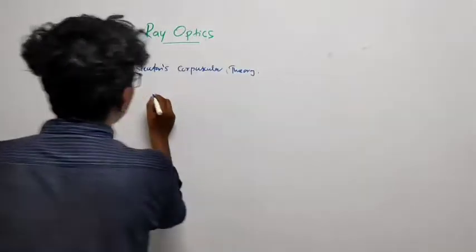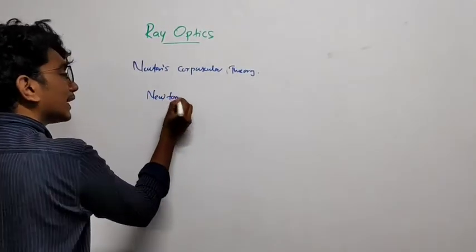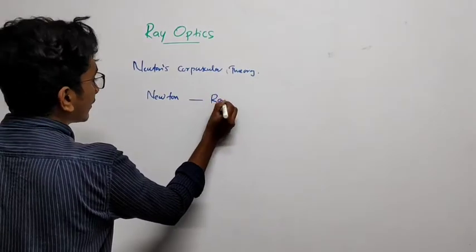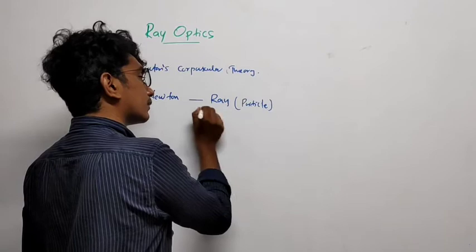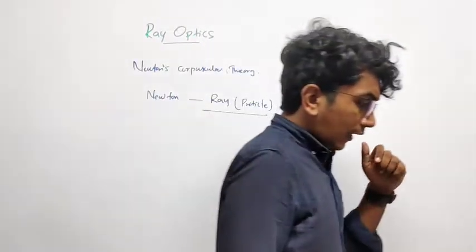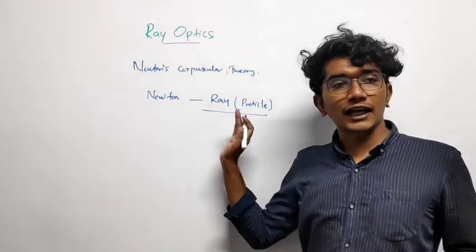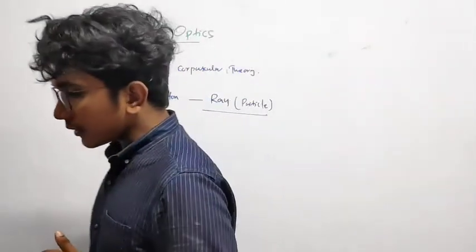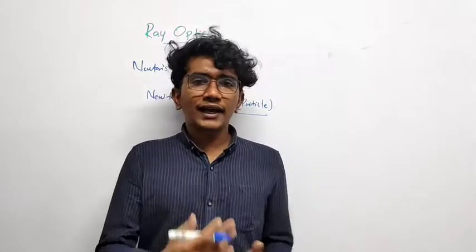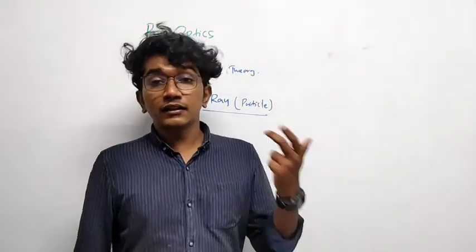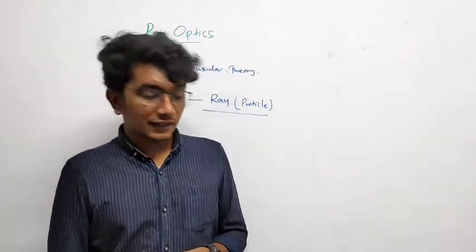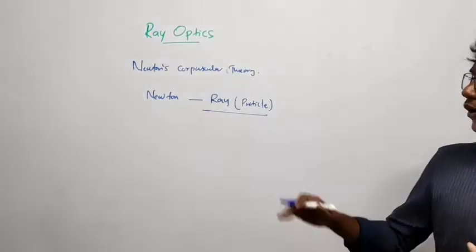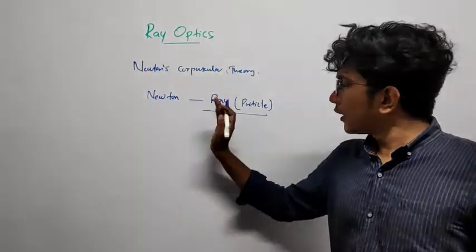Ray means it's a particle, so we consider it as a particle. For example, by using Newton's ray or corpuscular theory, we could explain light's properties, such as reflection, refraction, total internal reflection, etc. So Newton could prove reflection and refraction.